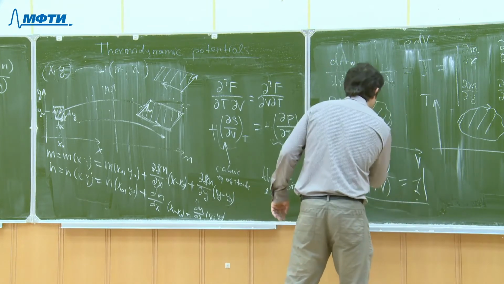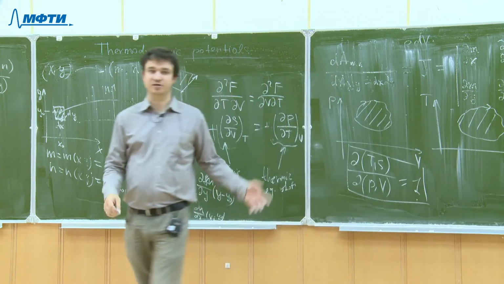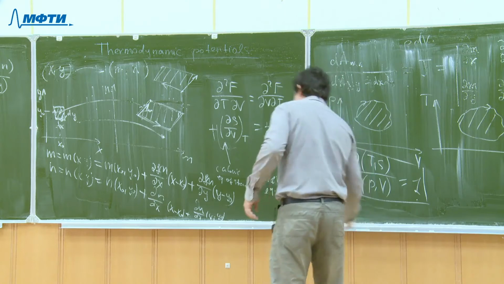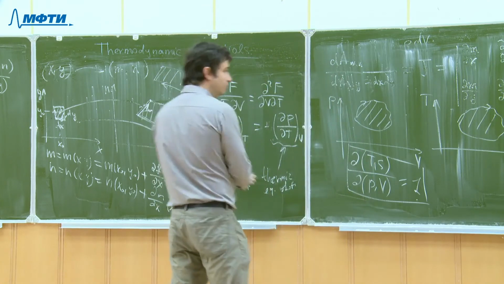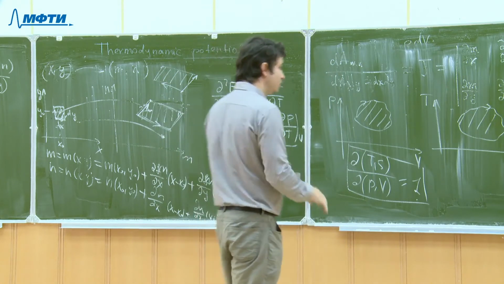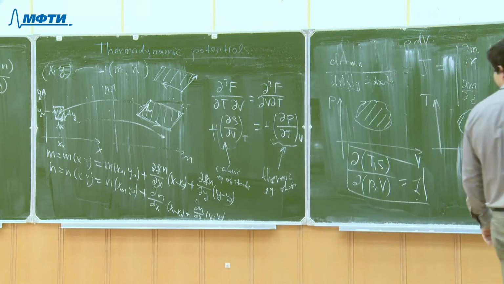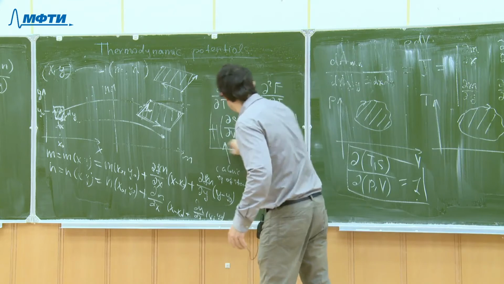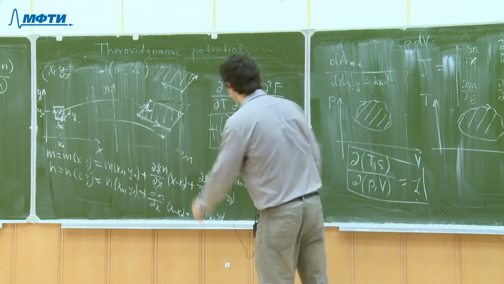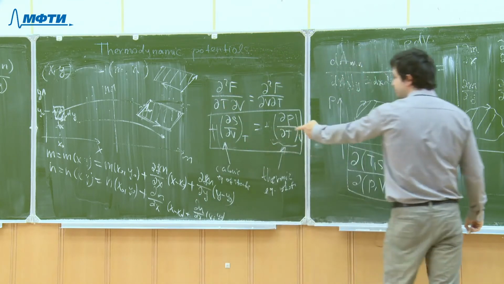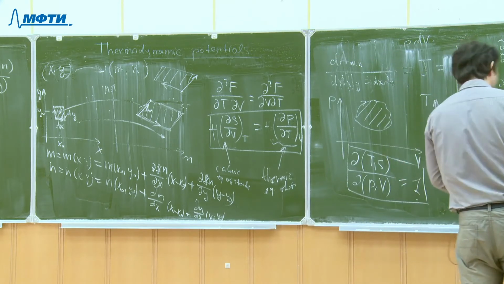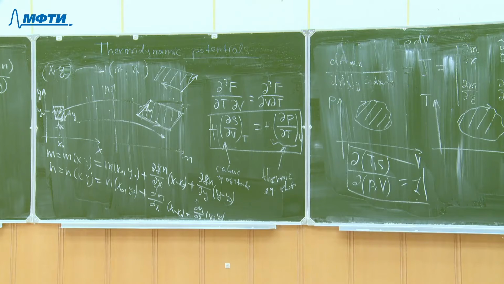And from this expression I can obtain all of these Maxwell's relations. So let's, for example, go for the expression for free energy, this one: ds over dv at constant temperature equals dp over dt at constant volume. Let's obtain it from this expression.